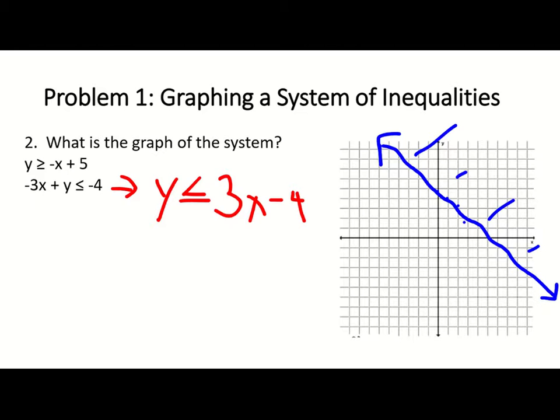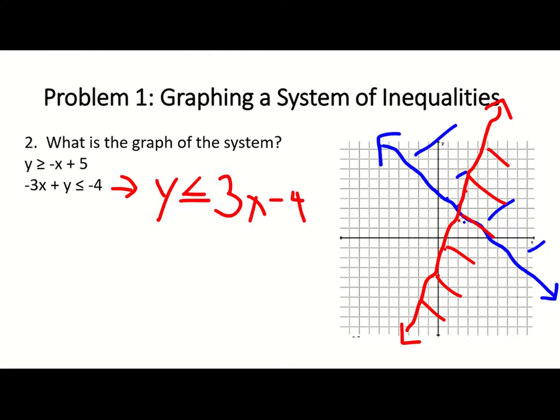Once I graphed my first one, let's do the second one. Y is less than or equal to 3x minus 4. I'm going to start at negative 4 and then count my slope 3 over 1. Up 3 over 1. Up 3 over 1. This one's also a solid line because it's or equal to. And this says y is less than. So I'm going to need to shade below this line.